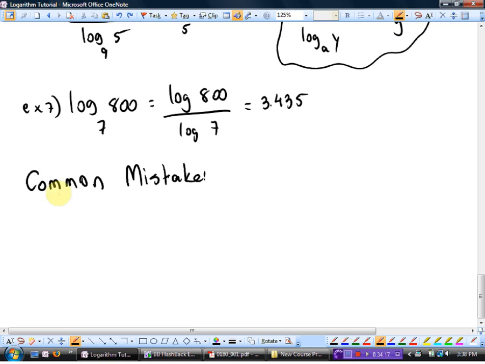Common mistakes. This one. Let's use numbers, Mr. Duick.